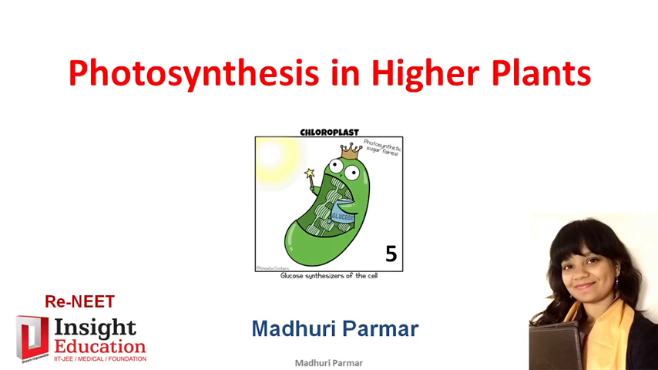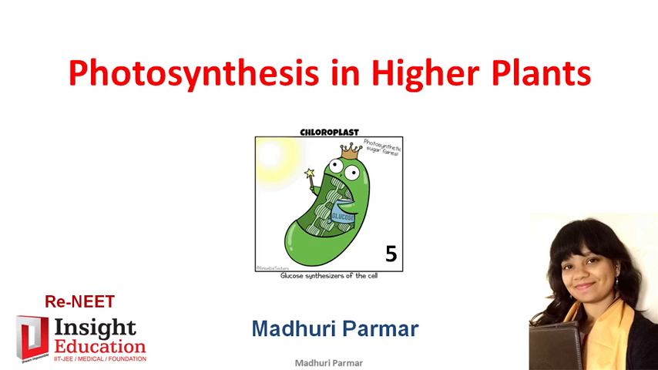Hi everyone. This is the fifth lecture for your chapter Photosynthesis in Higher Plants. In the last class, we discussed the light reactions. Specifically, in light reaction, we saw photophosphorylation, which is conversion of ADP into ATP, the synthesis of ATP in presence of sunlight, with help of sunlight.